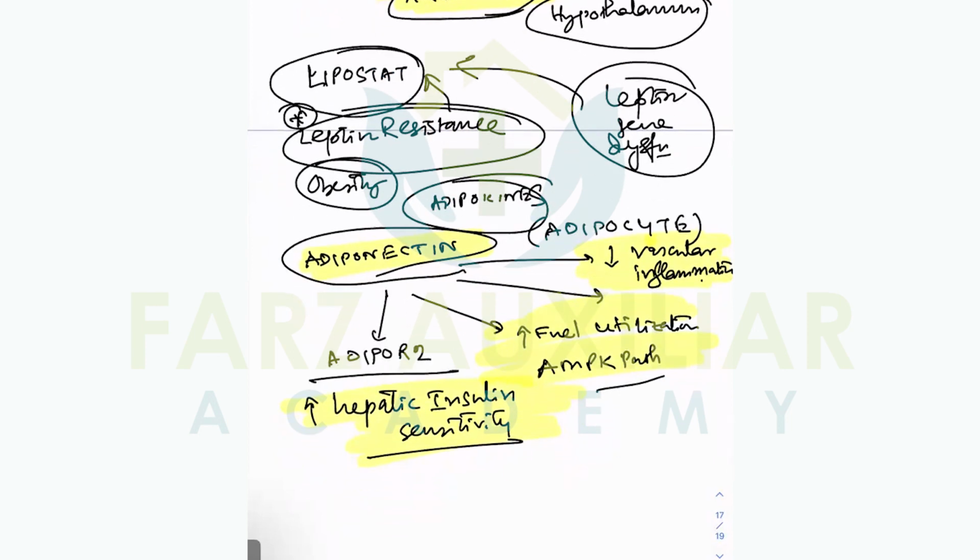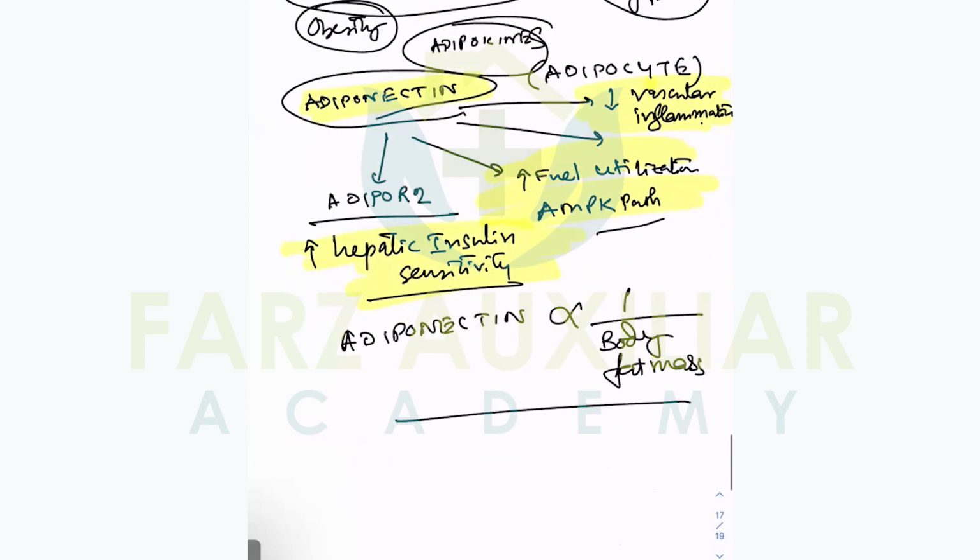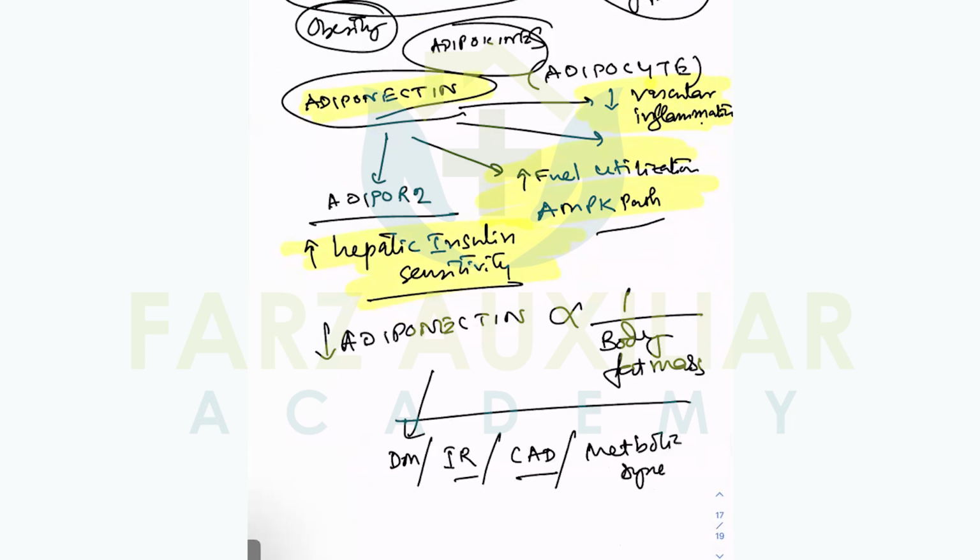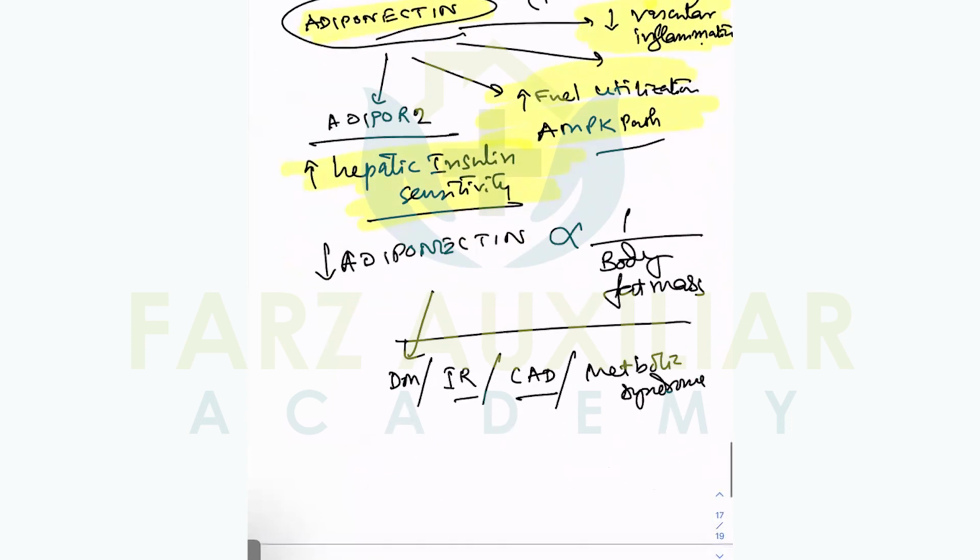Remember one thing, adiponectin is inversely proportional to overall body fat mass. So a reduction in adiponectin will lead to multiple comorbidities like diabetes mellitus, insulin resistance, coronary artery disease, and metabolic syndrome. And one of the very hallmark things which goes quite closely with adiponectin is the fasting insulin level.